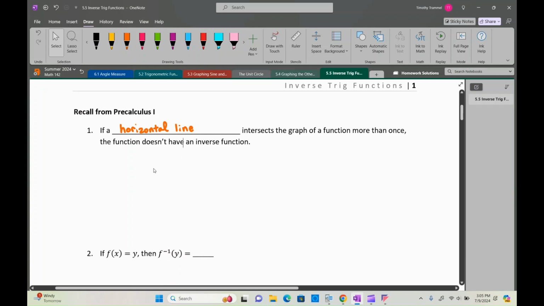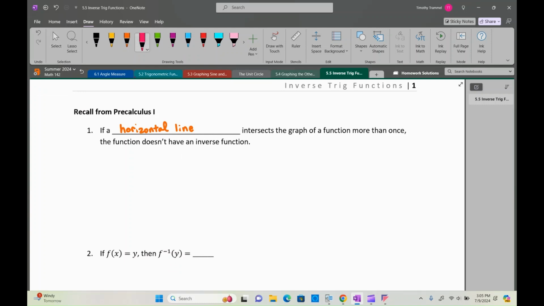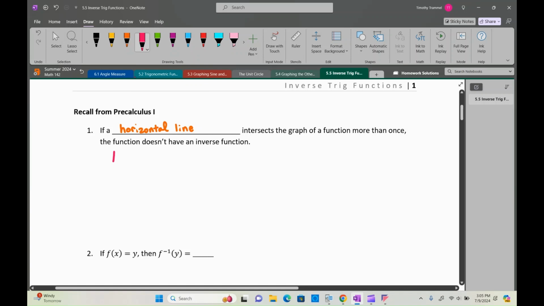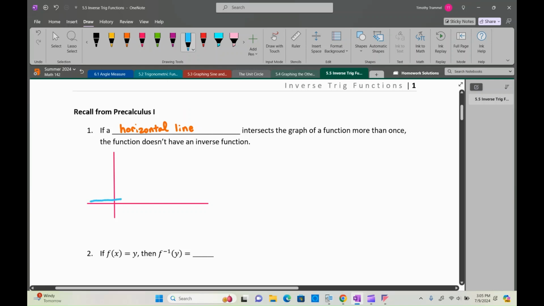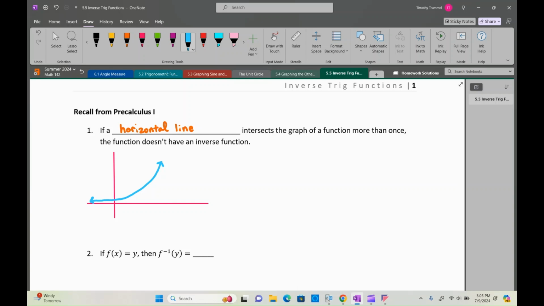But before we do that, let's just make a quick sketch of what things might have an inverse function versus what things might not. Okay. And we'll just go with some really basic functions here. So we could, for instance, have an exponential. You won't be able to find a horizontal line that goes through this graph more than once. Okay. So this one here would have an inverse function.